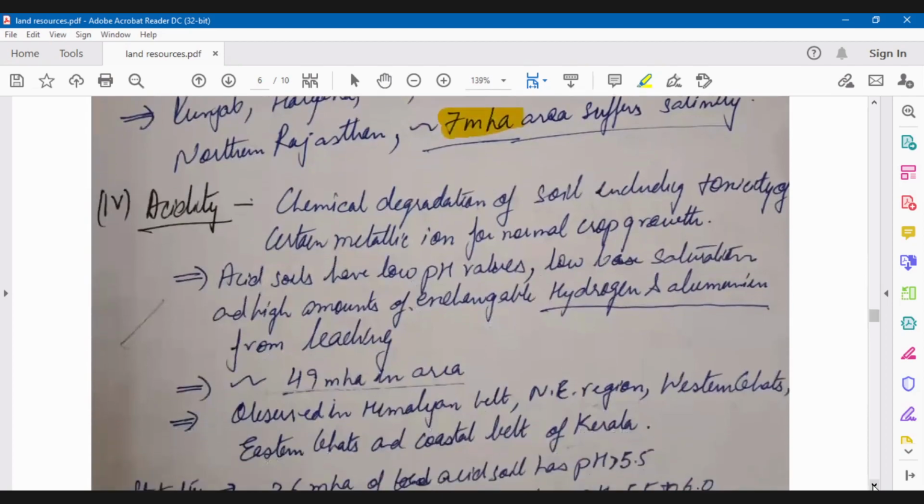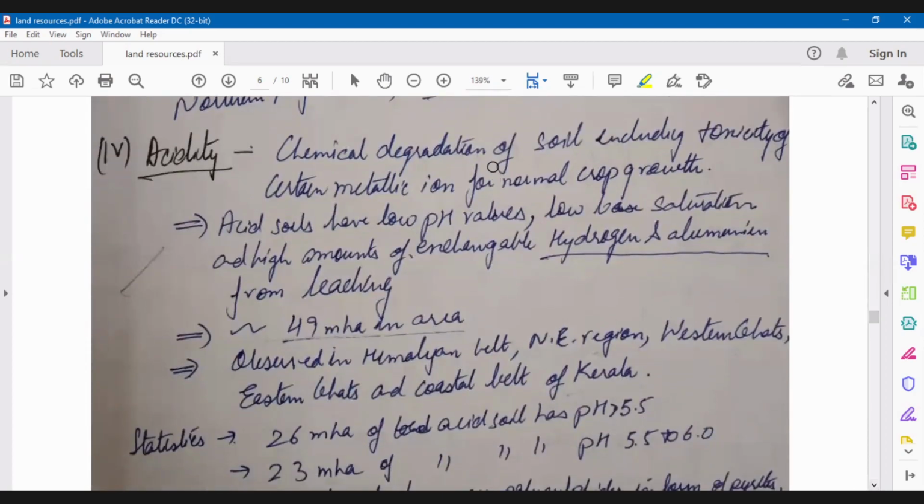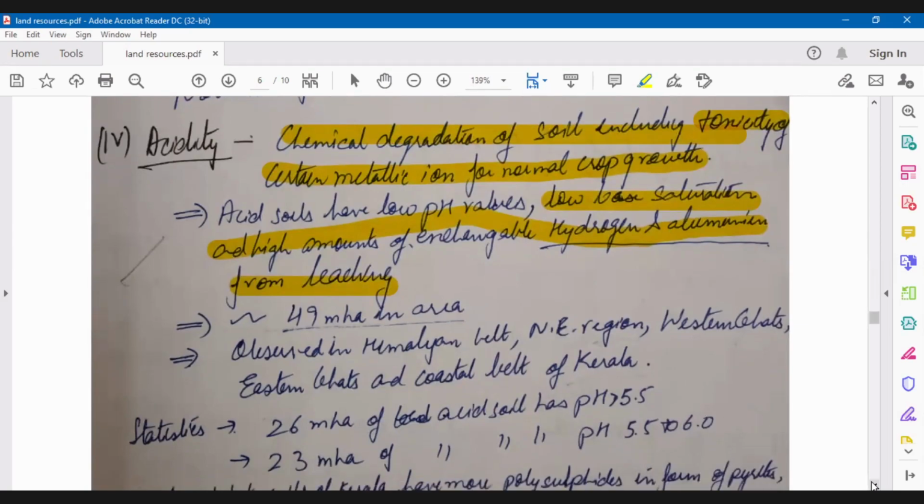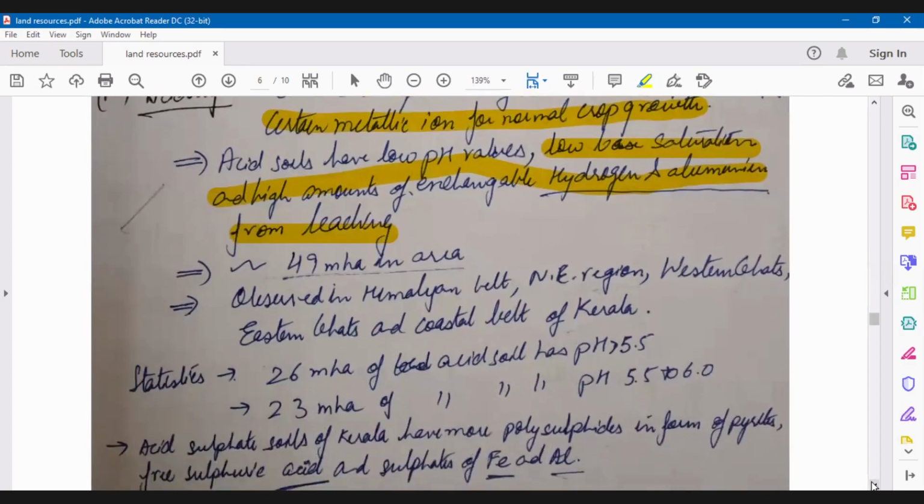Now there is another reason, which is alkaline and acid soils. This is chemical degradation of soil, including toxicity of certain metallic ions for normal crop growth. Acid soils have low pH values, low base saturation, and a high amount of exchangeable hydrogen and aluminium for leaching. So this is also a factor that degrades your soil. Somewhere due to industrial effluents, or because of acid rain, exchangeable hydrogen is there, or the soil pH has changed. This also affects your land area.